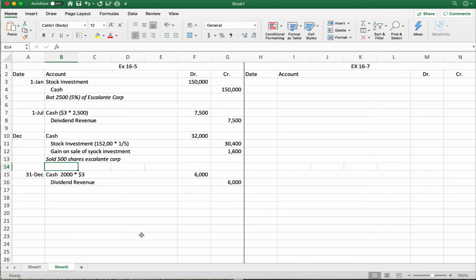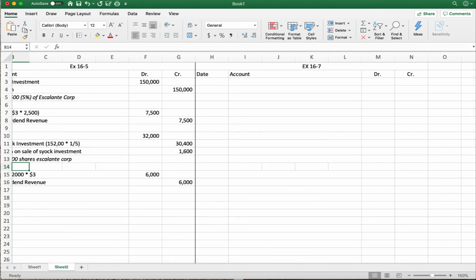The key takeaway here is we have to also reflect the fact that when the dollar value of these accounts are hit, the number of shares are also going to be impacted. Okay, let's look at exercise 16-7 next, and I put them right next to each other for a reason.